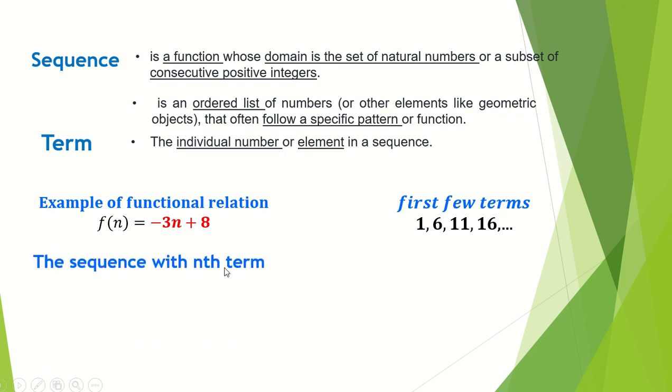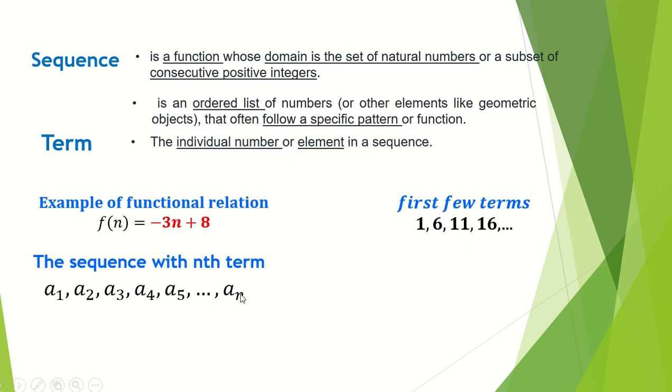The sequence with n terms, if you express it having the n-th term: 1 can be written as a sub 1, 6 can be written as a sub 2, 11 is written as a sub 3, 16 is written as a sub 4. The subscript is actually the domain. It tells you the position of the term. That's why the subscript here is 1, because this is the first term. The subscript here is 2 because this is the second term. The subscript here is 3 because this is the third term, and so on.